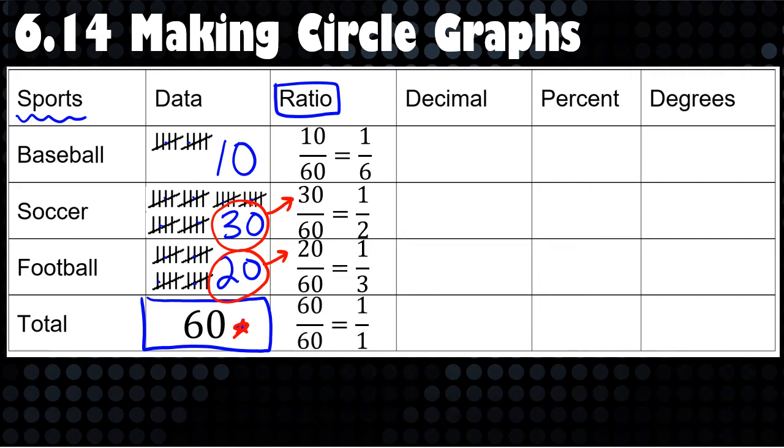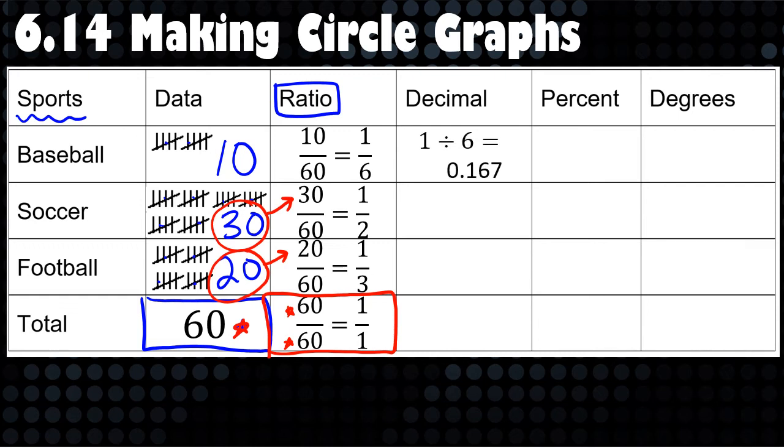And so what you can know here in the total category is that you should have a fraction when you add up these fractions. 10 over 60, 30 over 60, 20 over 60 should equal 60 out of 60, which then simplifies to 1/1. Let's talk about how we can figure out the decimal.